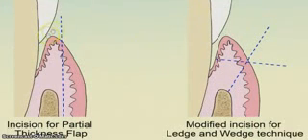Now this incision that you see here is called the incision for a partial thickness flap. As you can see, in this incision we are not elevating the flap completely, but we are leaving the periosteum along with the bone. So this is used for partial thickness flaps.